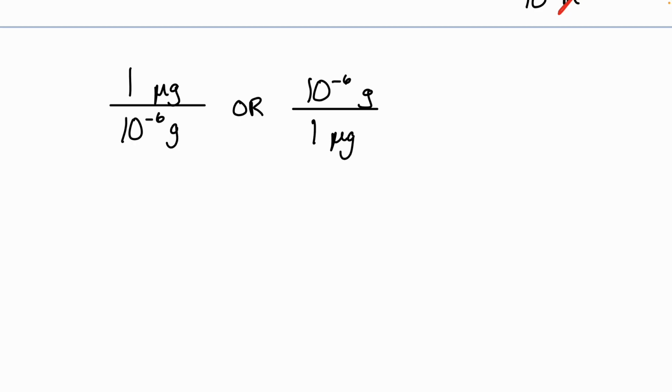Let me just make it extra special clear here. I didn't just flip the numbers or just flip the unit. I flipped the whole thing, right? 1 microgram on top, 1 microgram on bottom. 10 to the negative 6 grams on the bottom, 10 to the negative 6 grams on top. You flip the whole thing. If you just flip the numbers or just flip the units, you would mess up your conversion factor, okay? So just to be clear.